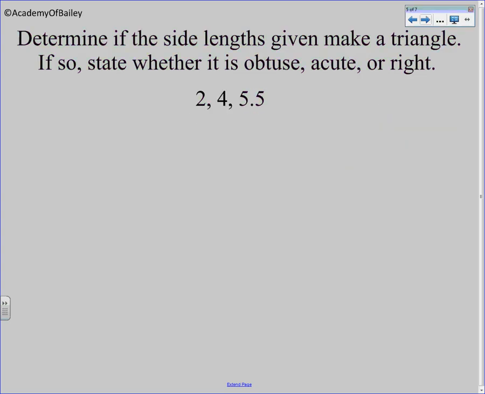Alrighty, moving right along. Determine if the side lengths given make a triangle, and if so, state whether it's obtuse, acute, or right. Well, check the two smaller sides compared to the larger side. 6 is greater than 5.5. Okay, so we're good to go. Now, let's go ahead and plug it in.